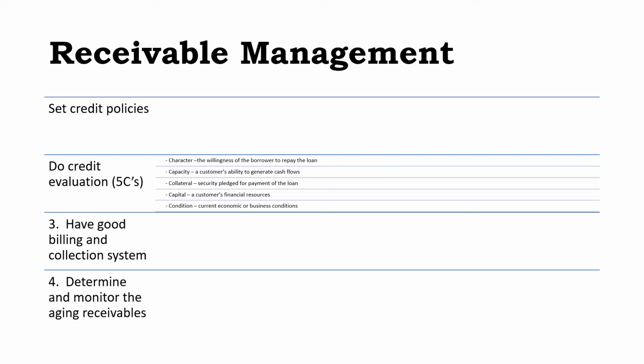Number four, capital: does the customer have financial resources? Number five, condition: the current economic or business conditions. Is it good for her business or for your business? Next, have a good billing and collection system. Of course. Number four, determine and monitor the aging receivables.